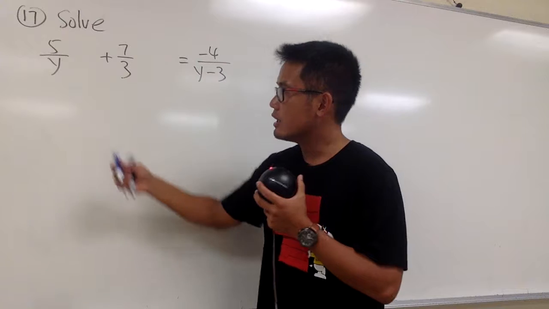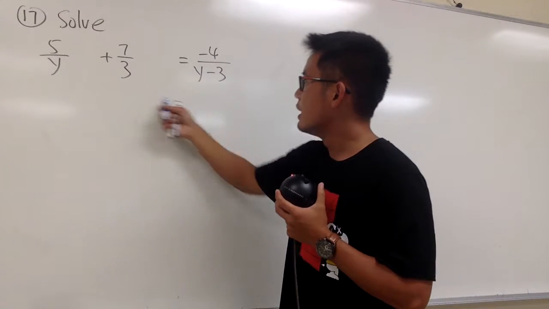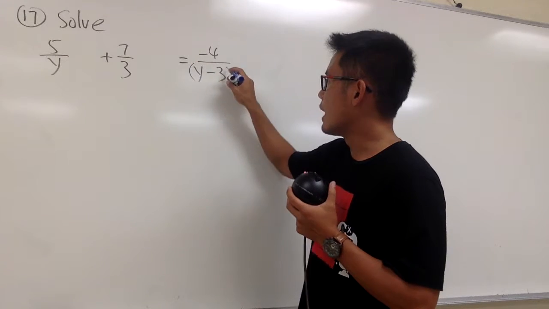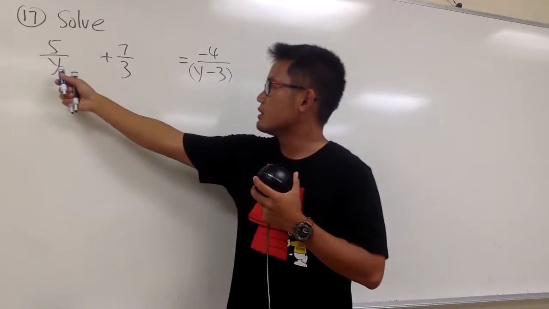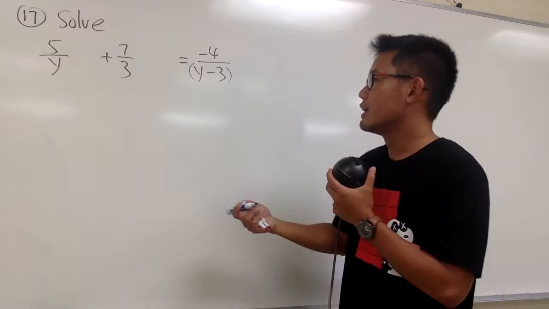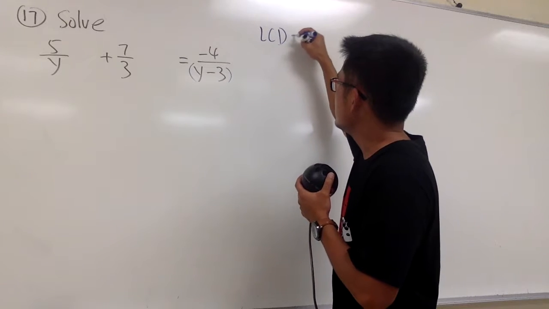And you see, right here, this denominator is just y. This denominator is just a 3. And this right here is a factor y minus 3. We don't have any common factor, and in fact, there's nothing we can factor, right? So the lowest common denominator, let me just write it down right here, LCD.